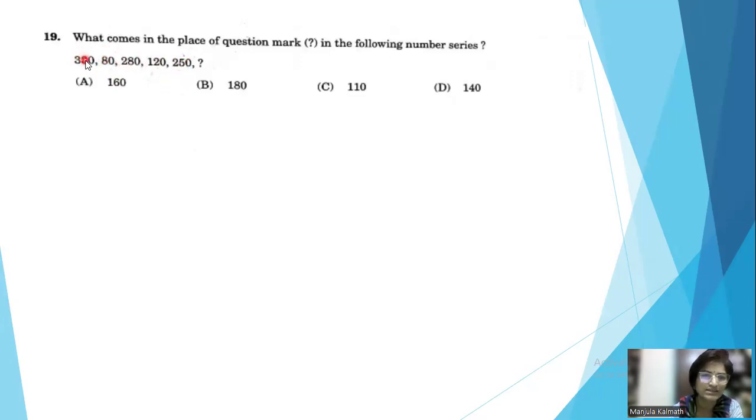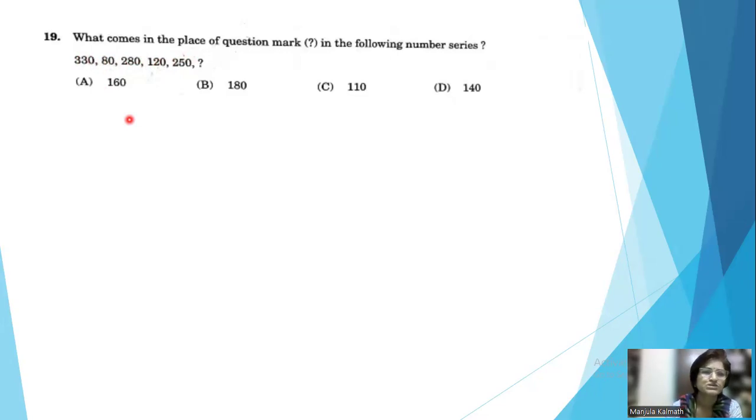So rather than considering the entire series, we can split it into two sub-series alternately. One series I'll consider with 330, 280 as well as 250. One more series I can consider as 80 as well as 120. Then we can find out the relationship. The relationship may be addition of the individual digits, or multiplication, or the difference between the numbers, or addition of the numbers. Whatever the context, it will be compatible with what we have to implement here.